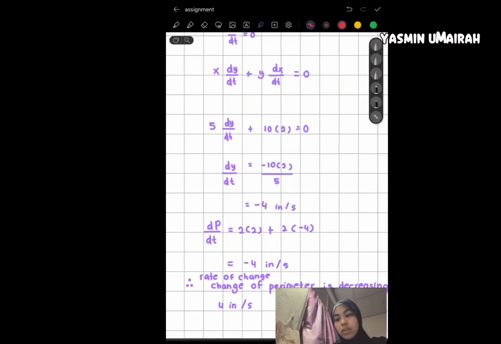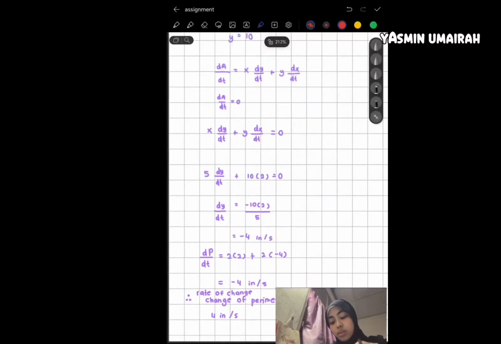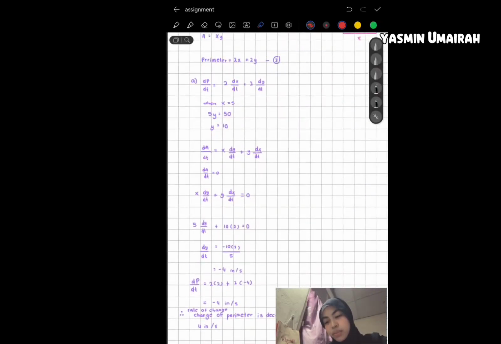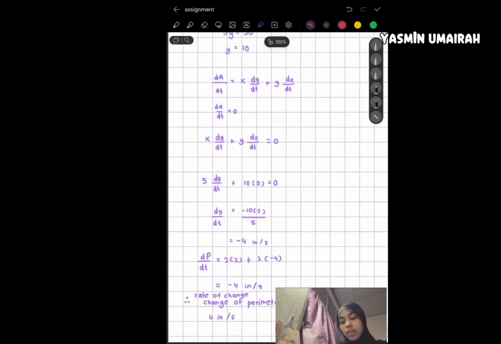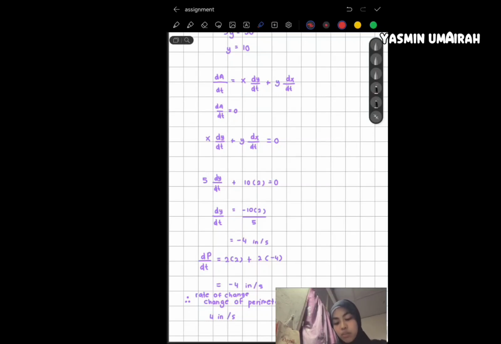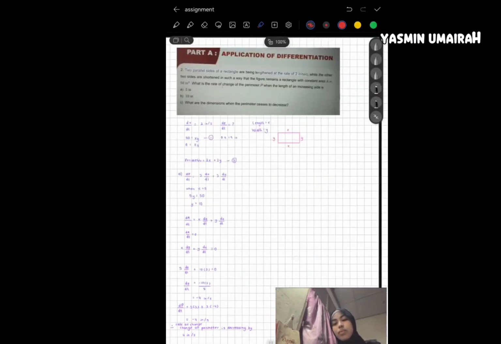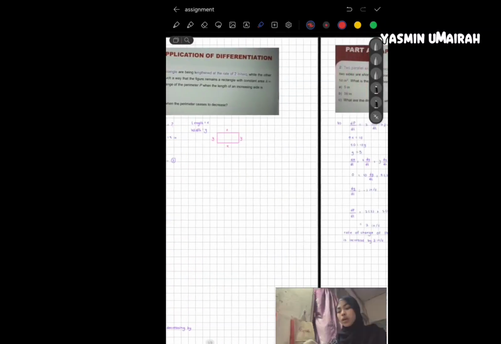The question asks for the rate of change of the perimeter, so we need to substitute into the formula for the rate of change of perimeter. The dx/dt, we already got 2 from the equation. This one is from the formula, negative 4. So the final answer is negative 4 inches per second. So the perimeter is decreasing by 4 inches per second because it is negative here. Negative means decrease.